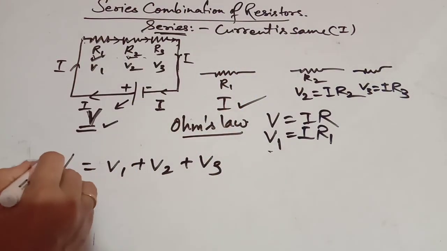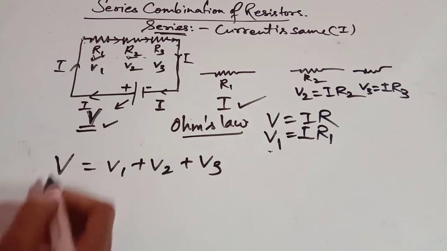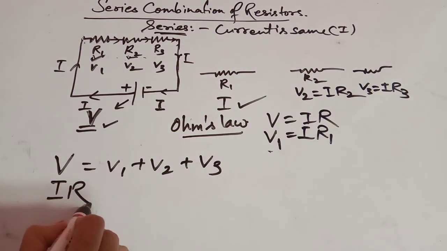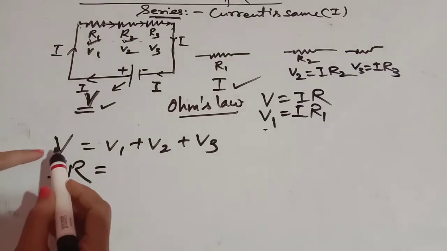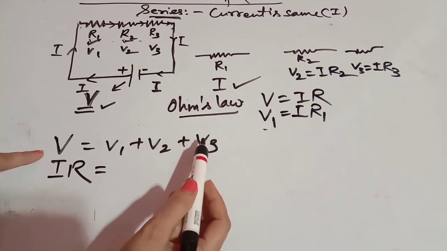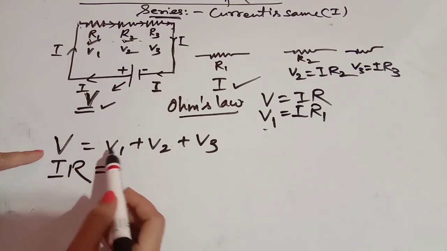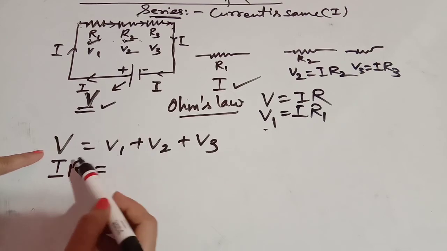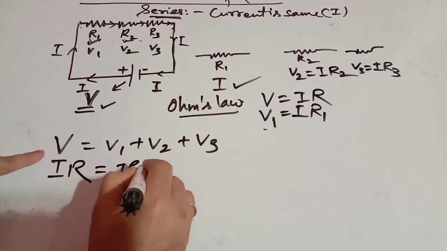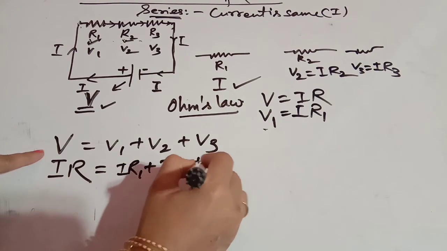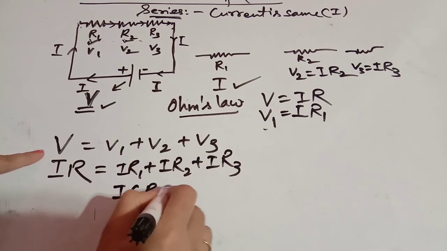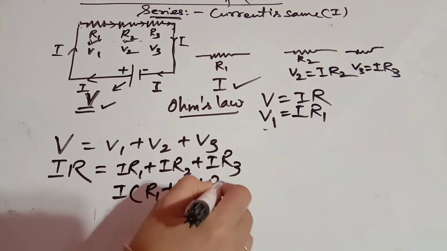This V is for the entire circuit diagram. So according to Ohm's law, this is IR. V, that is the potential difference, is the combination of all the potential differences across the resistors, V1, V2, V3. We will put the values. IR is equal to, in all these places, IR1 plus IR2 plus IR3. Now take the common I out: I times R1 plus R2 plus R3.